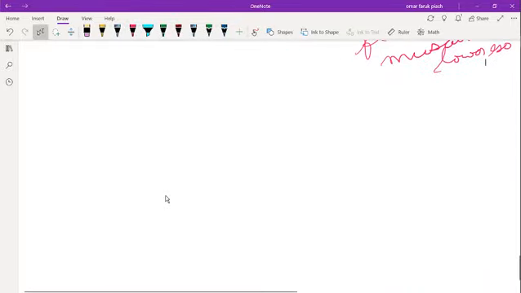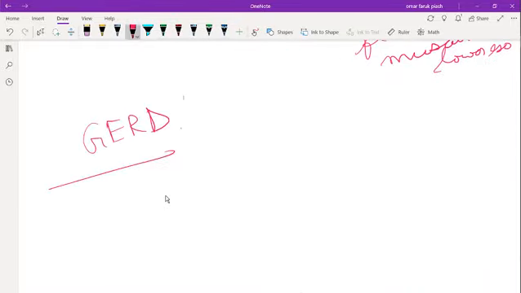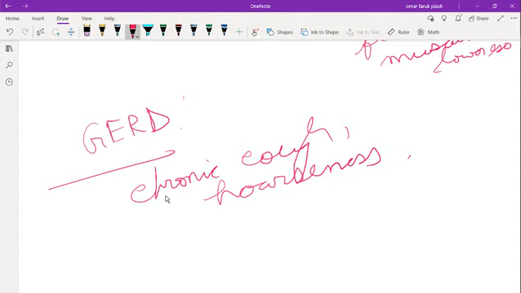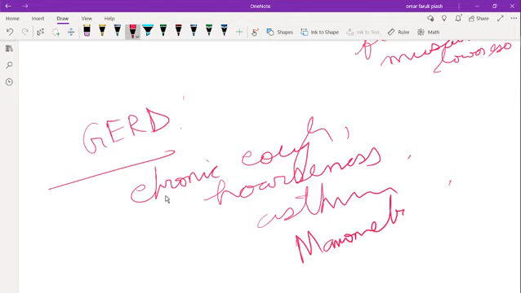And the last disease is GERD, gastroesophageal reflux disease. In gastroesophageal reflux disease, it also presents with chronic cough and hoarseness. It is associated with asthma, and the most important thing here is decreased LES, lower esophageal sphincter tone.